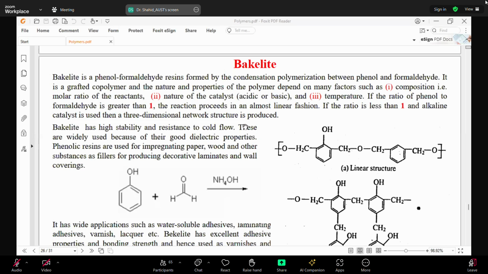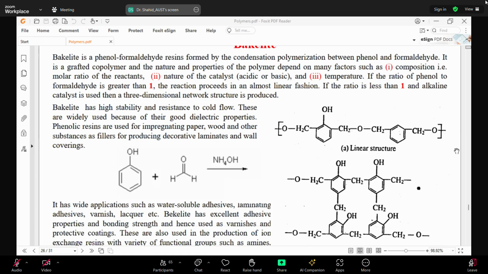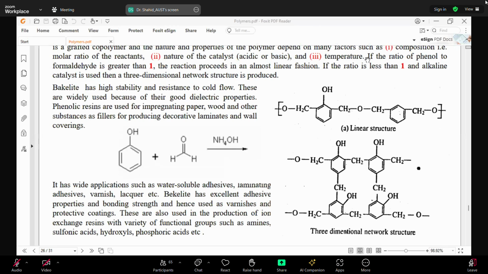If the ratio of phenol to formaldehyde is greater than 1, the reaction proceeds in almost linear fashion. This is the fact. If the ratio is less than 1 and an alkaline catalyst is used, then a 3-dimensional network structure is produced. This is the 3-dimensional network, and this is linear.